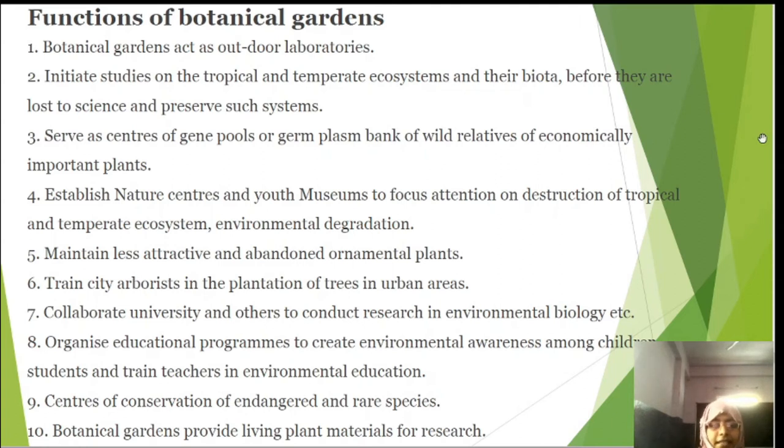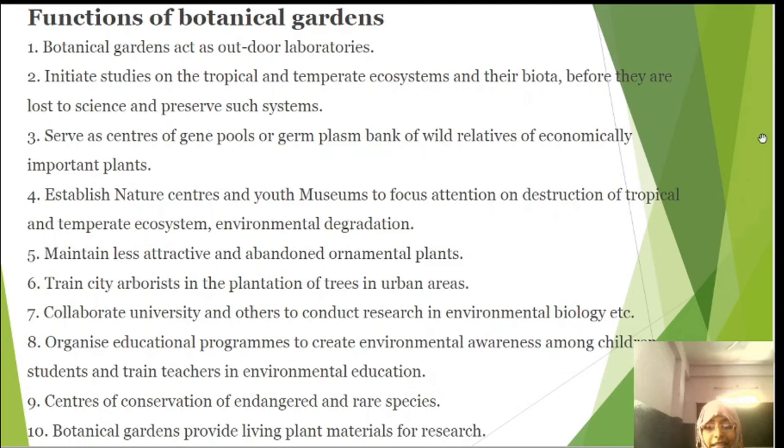Next, establish nature centers and youth museums to focus attention on the destruction of tropical and temperate ecosystems and environmental degradation, to create awareness about how to grow plants and the importance of plants. Maintain less attractive and abundant ornamental plants. Train city arborists in the plantation of trees in urban areas. You can train people to grow plants. Collaborate with universities and others to conduct research in environmental biology, as I told you, for research purposes. Organize educational programs to create environmental awareness among children, students and trained teachers in environmental education.